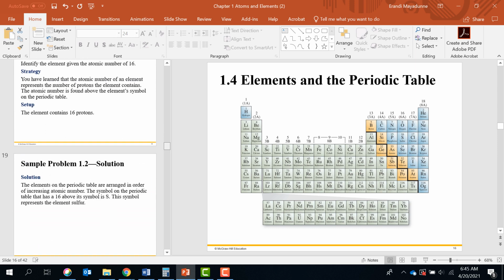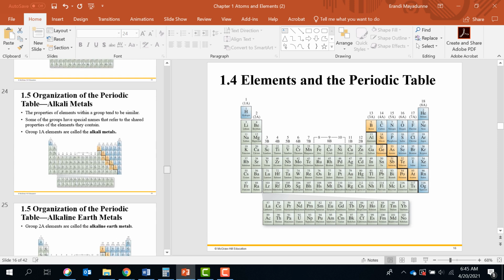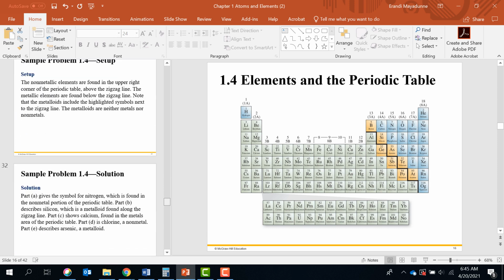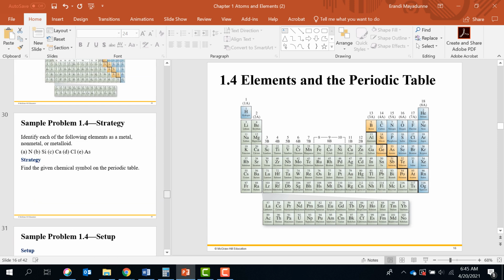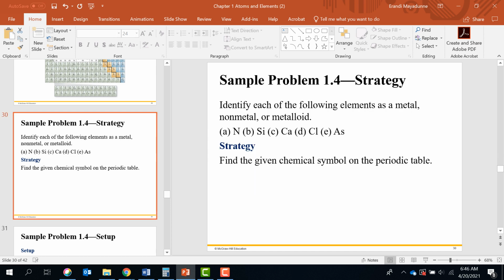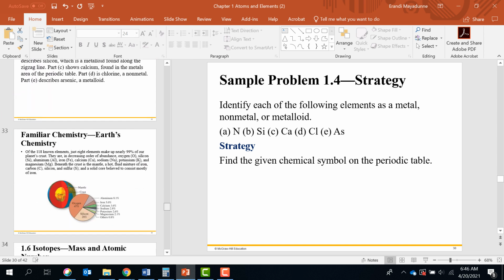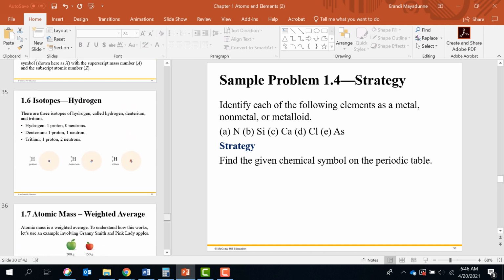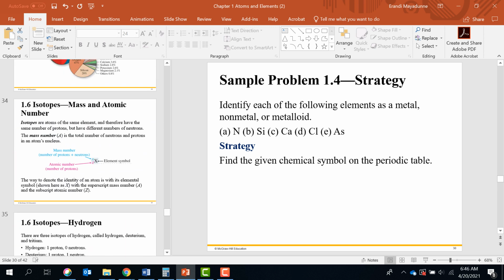Okay, so that is how you do this one, and it's important you know all of these: N is nitrogen, silicon, calcium, chlorine, and arsenic. Okay, then I'm going to stop from here and go to part 2.